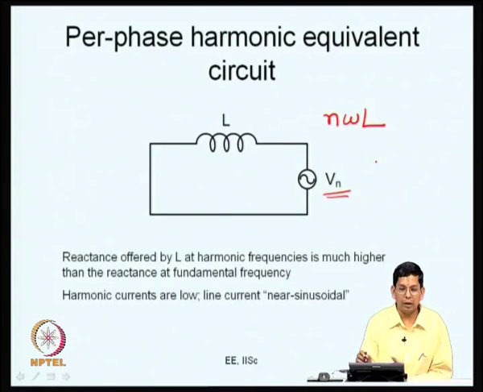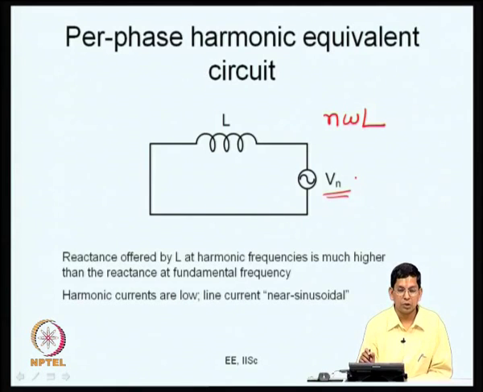Your fundamental frequency can be 50 hertz, but the harmonic frequency can be 1050 hertz, let us say, or 950 hertz. So, your n is 1050 by 50, it is something like 21. So, the harmonic reactance is now 21 times the fundamental.